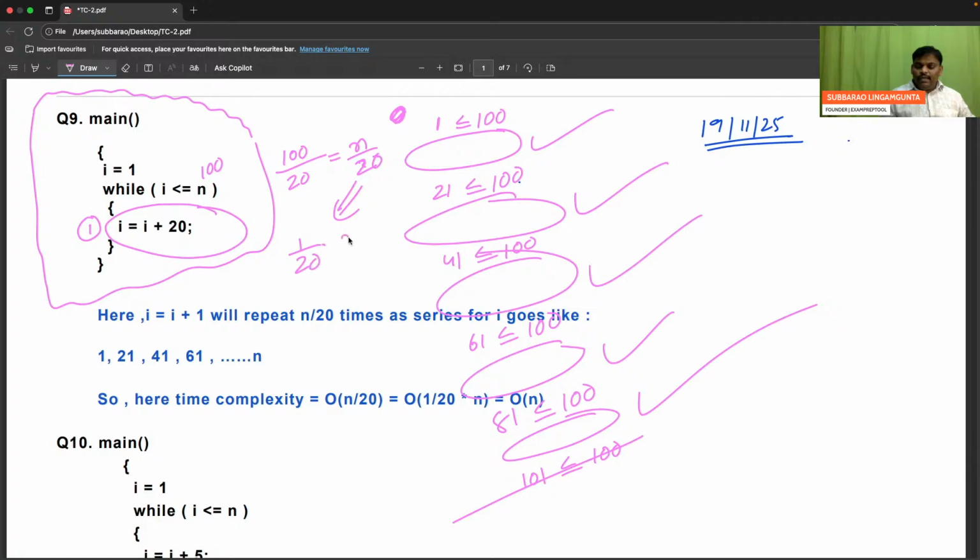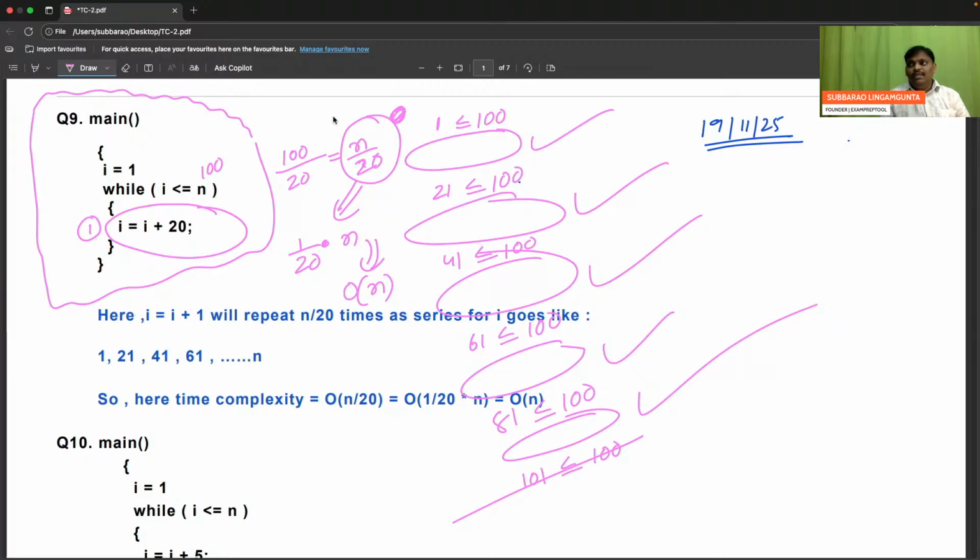N by 20 can be written as 1 by 20 into n, but everyone knows 1 by 20 is a constant. So this can be written as big O of n, omega of n, theta of n. So the time complexity of this program is big O of n, or omega of n, theta of n, right? The actual answer is n by 20.